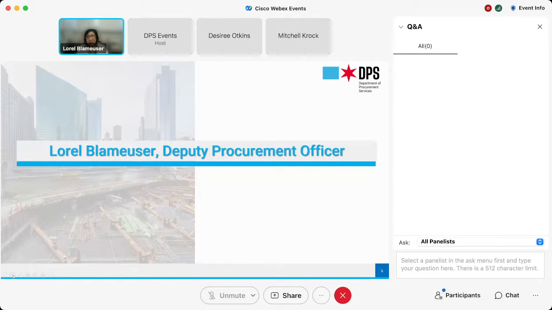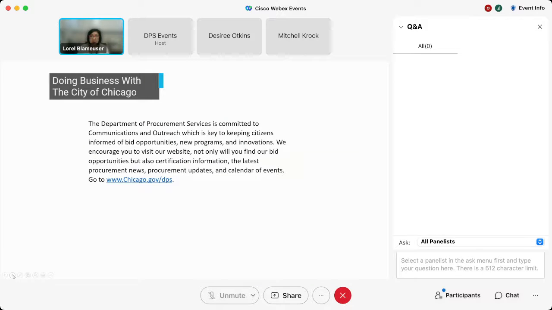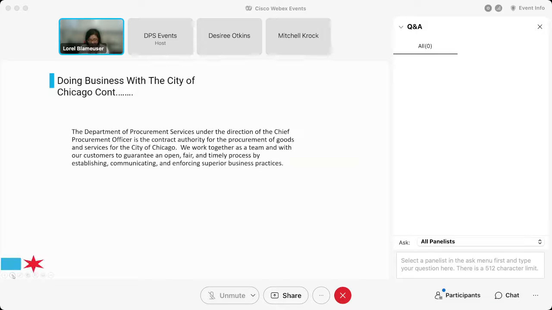Okay, next slide. The Department of Procurement Services is committed to communications and outreach, which is the key to keeping citizens informed of bid opportunities, new programs, innovations. We encourage you to visit our website. Not only will you find bid opportunities, but also certification information, the latest procurement news, procurement updates, and calendar events. And at the end, I'll be displaying some more information regarding the website, highlighting the appropriate applications. Okay, thank you. Next slide.